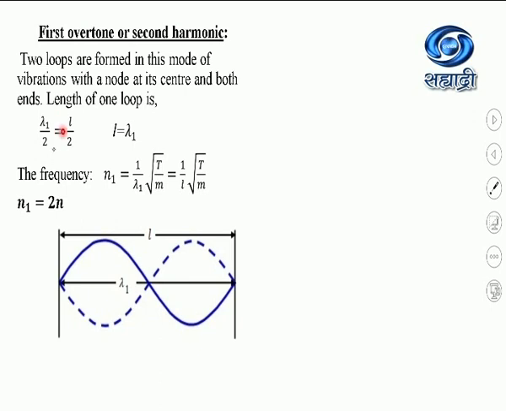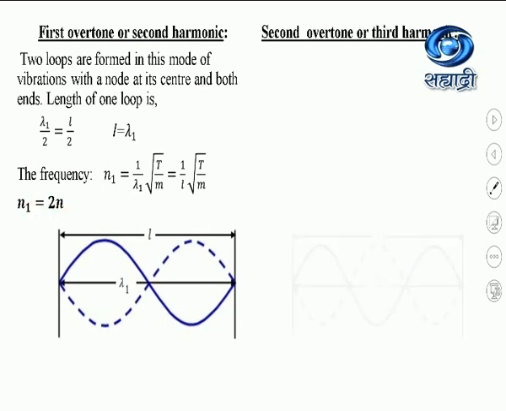We can cancel 2 from both sides and we get small l equal to lambda 1. So frequency n1 we can write as V upon lambda 1. V is the square root of T upon m, and lambda 1, which we already have, is equal to small l. So substituting in the denominator, n1 is 1 upon l into the square root of T upon m. Comparing this with the fundamental frequency, this is equal to 2n, that is the second harmonic or first overtone.